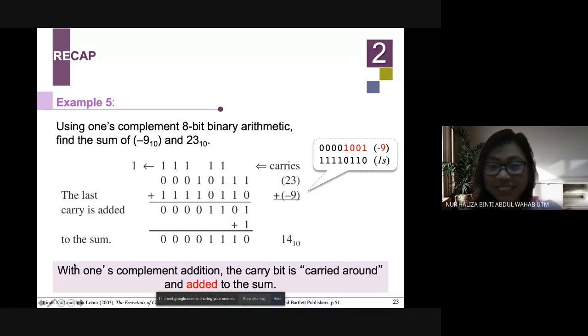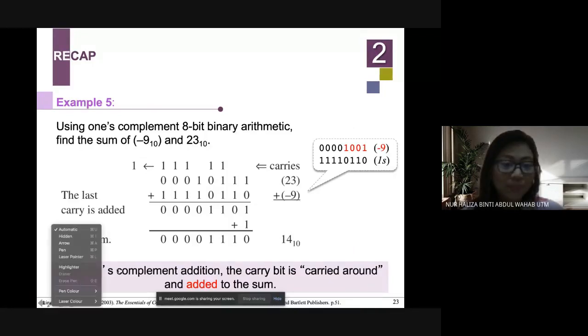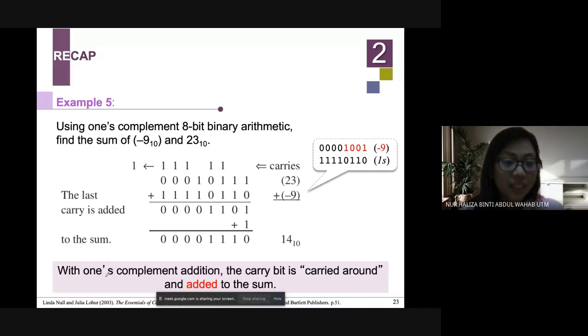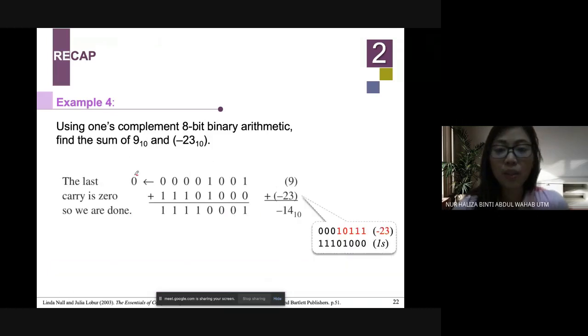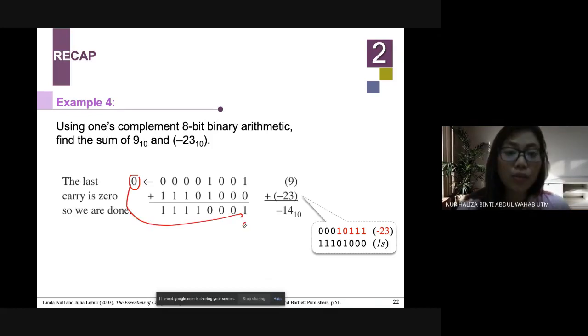Okay. So with first complement addition, the carry bit is carried around and added to the sum. So that's why, because you cannot just let everything in over here, this is going to be put below here. Over here, you can see that after it's going to have carry 0, you can also do similar adding over here, but nothing will happen, right?